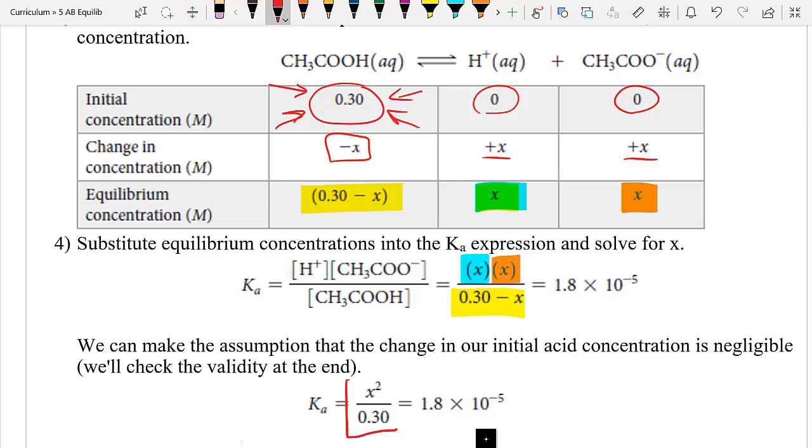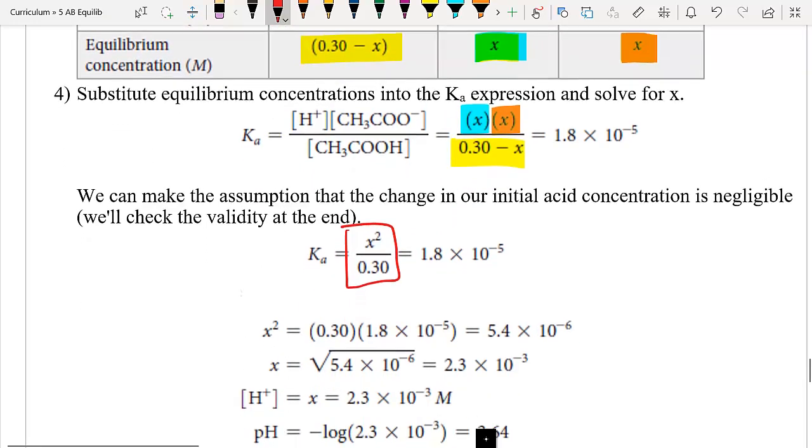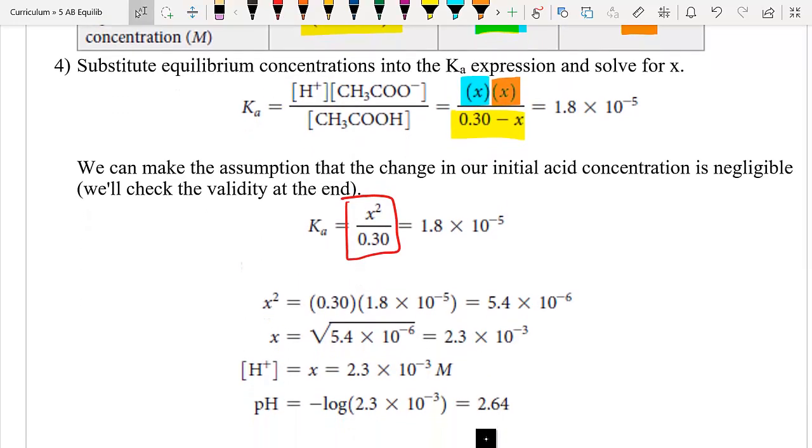And I can rewrite this as x squared over 0.30, the minus x has gone away, is equal to the 1.8 times 10 to the negative 5. At this point, we can do the math, solve, and work back through to find our pH as seen here. So take a second, make sure that these steps make sense to you, and then we're going to move on.